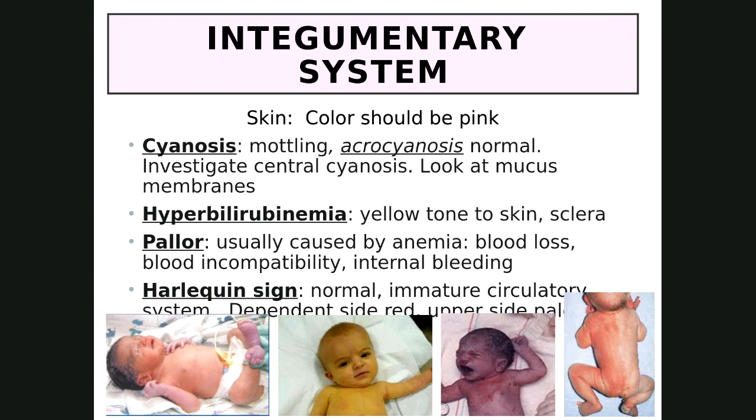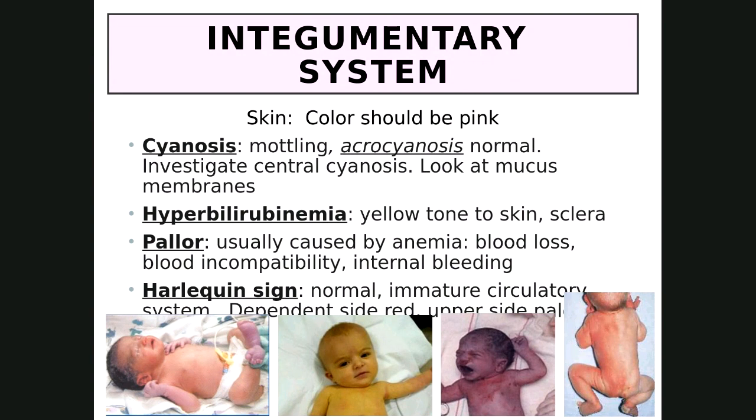Hyperbilirubinemia is a yellow tone in the skin. The sclera will often be yellow also. Pallor is just like a dusky baby, usually caused by anemia. It's not necessarily a good sign. Blood loss, blood incompatibility, internal bleeding. So if you see a pale baby, it's not good.